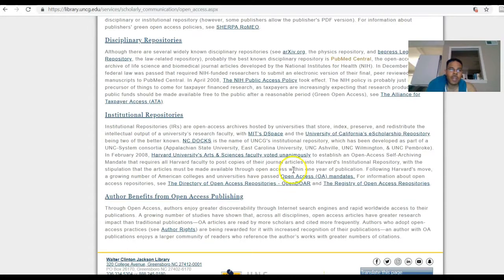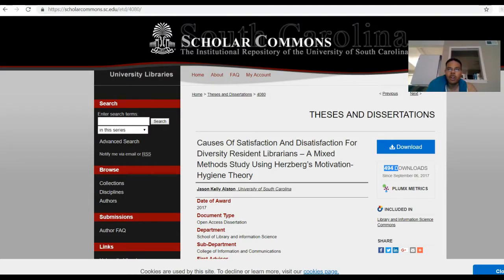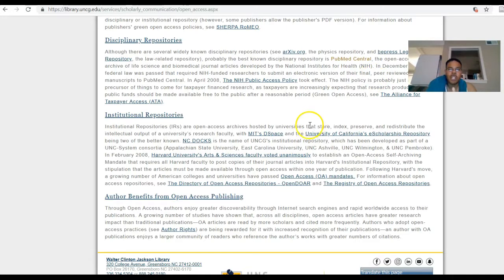And then, like I said, you have institutional repositories where a particular school may have a Scholar Commons where everyone can come in and just access the works of that school. They have NC Docs, which is a consortium down in North Carolina, and UNCG is part of that consortium.